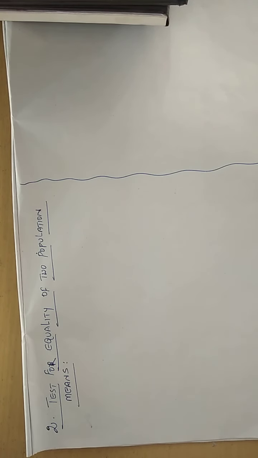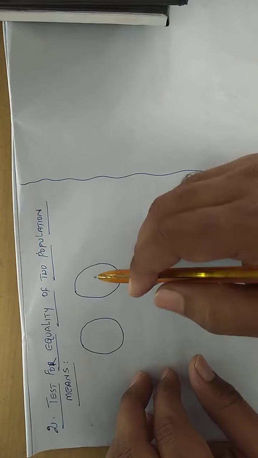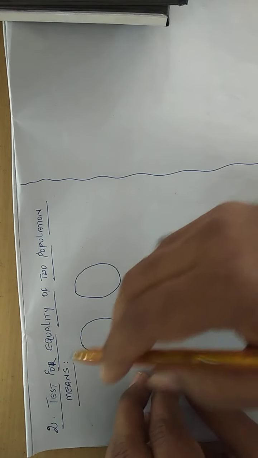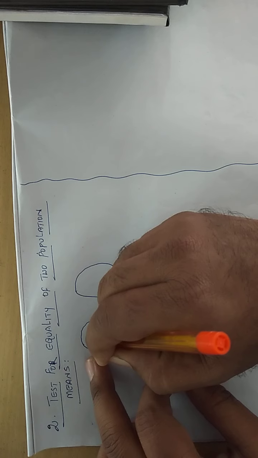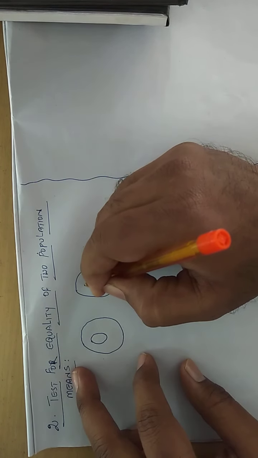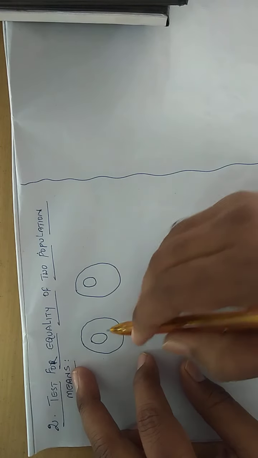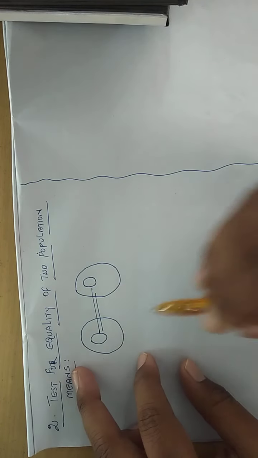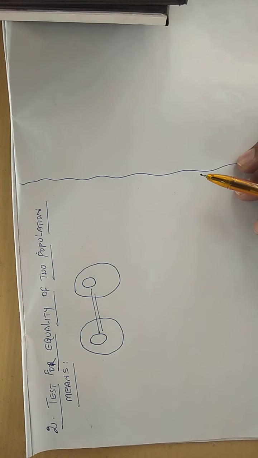Now here what happens, two populations will be there. Okay, big circles. A generalized information will be given regarding the means. Whether those two population means are equal or not, how we are going to test? We take a sample from the first population and we take one more sample from the second population and we are comparing these two informations.